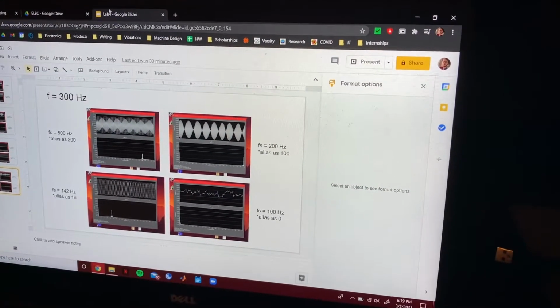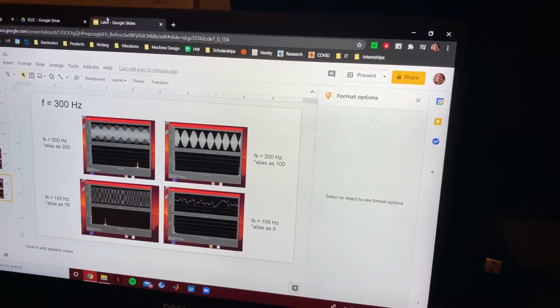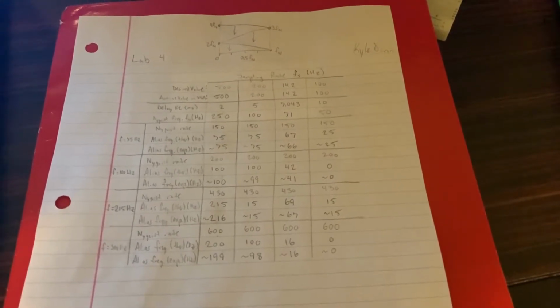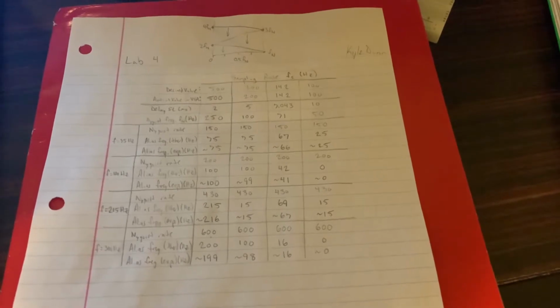By knowing the sampling frequency, I could calculate the theoretical aliasing frequency. And by getting data from the graphs, I could find the experimental aliasing frequency. I was then able to fill in this chart full of data. One interesting thing that I noticed is that when there was a difference between the experimental and theoretical aliasing frequency, the experimental frequency tended to be lower.